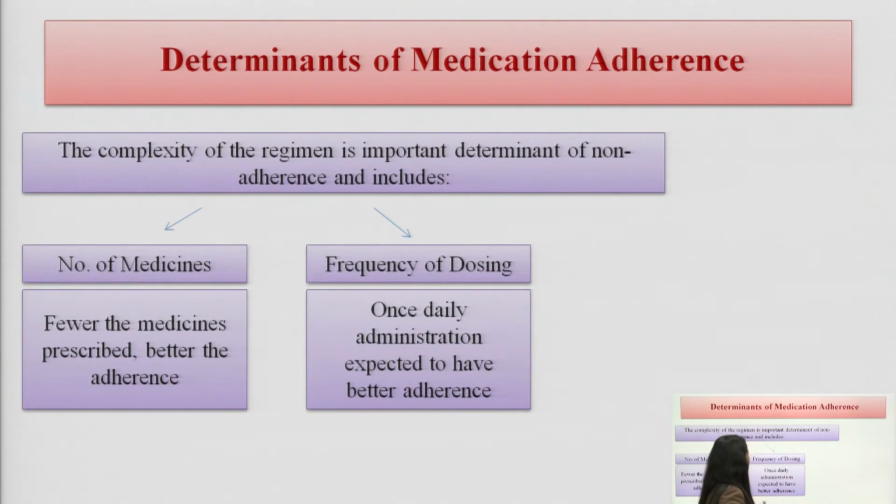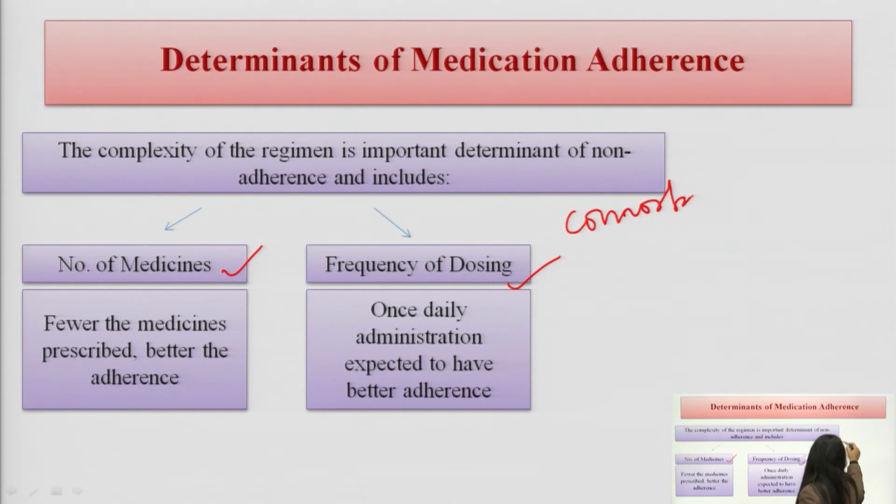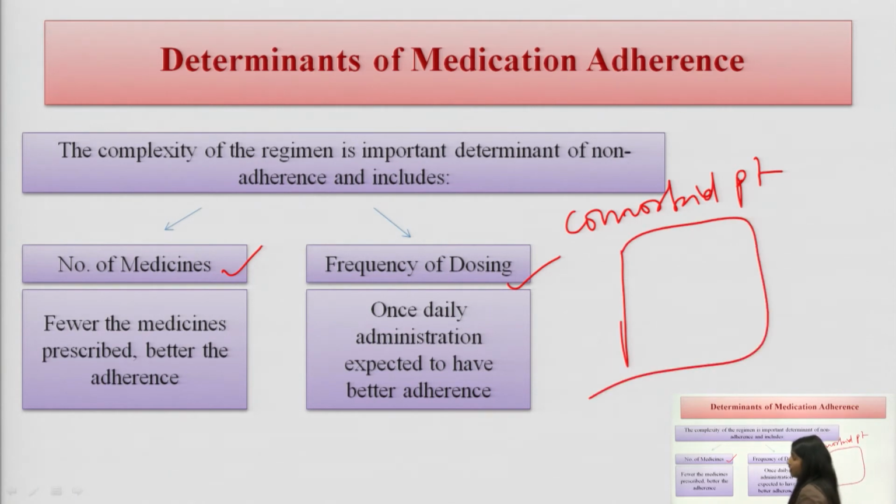Now, there are other determinants which will tell about the medication adherence. What are these determinants? Let us see, number of medicines and frequency of dosing. It comes under the complexity of prescriptions. What do you mean by the complexity of prescriptions? As for the comorbid patients, what happens in the prescription? There are a number of medications.